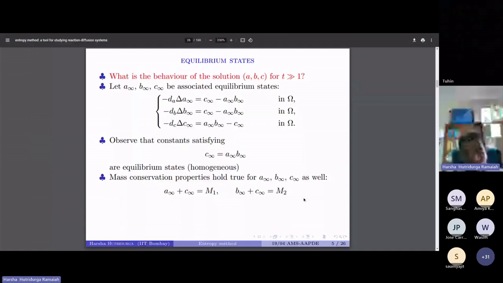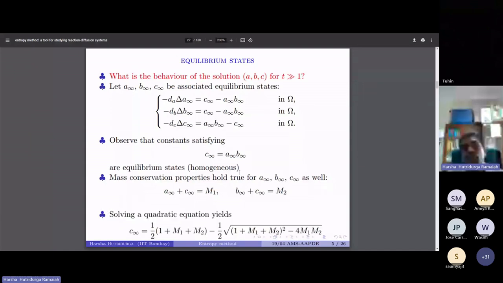So now, if you substitute a infinity equal to m1 minus c infinity here, and b infinity equal to m2 minus c infinity here, you will get a quadratic equation for c infinity. Then you can solve that. You'll get two roots for that quadratic equation, and you pick only the one root which makes sure that a infinity, b infinity, c infinity are all non-negative, and that c infinity is given again in terms of these two constants m1 and m2, decided by your initial data a0, b0, and c0. Once you have found c infinity, you can go back to these two relations and write down what a infinity and b infinity are.